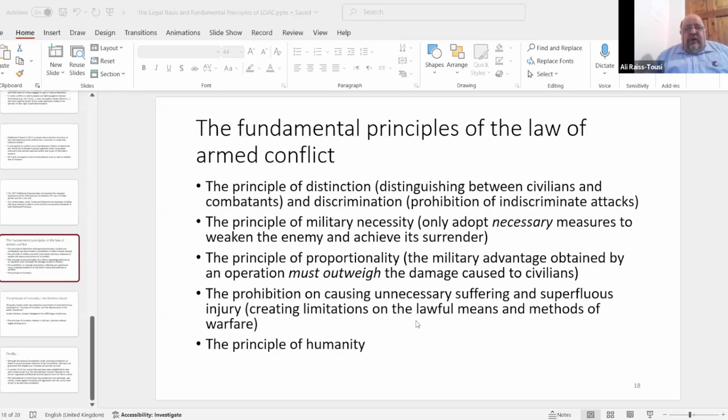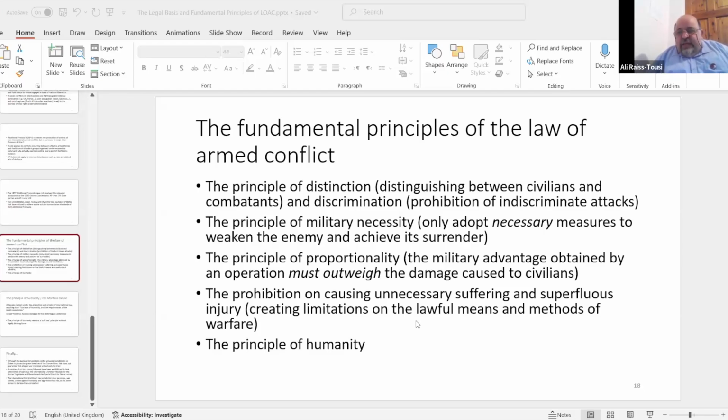And you might think that, well, use of nuclear weapons is by far the greatest example of a weapon that causes unnecessary suffering and superfluous injury. It is clearly disproportionate because a nuclear weapon does not consider any difference between military and civilian. It doesn't distinguish. It is indiscriminate.